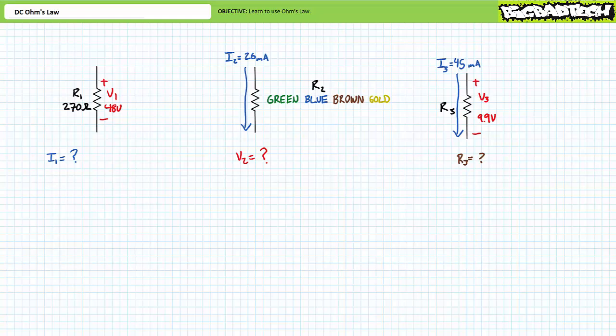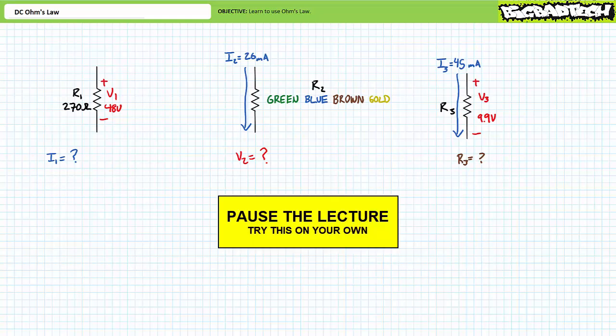Finally, for the third circuit, we have a known current, a known voltage drop, and are being asked to solve for the resistance. By all means, pause the lecture and try this on your own. Do not just sit there and wait for me to guide you through these illustrated example problems. Pause the lecture, take out your paper, pencil, and scientific calculator and take your best shot. Express all answers using proper engineering format to the 10th place. If you're tracking, you should have obtained the following results.